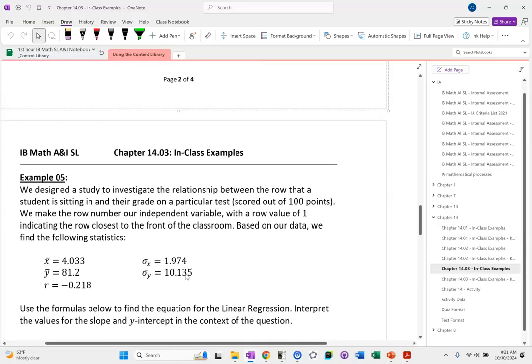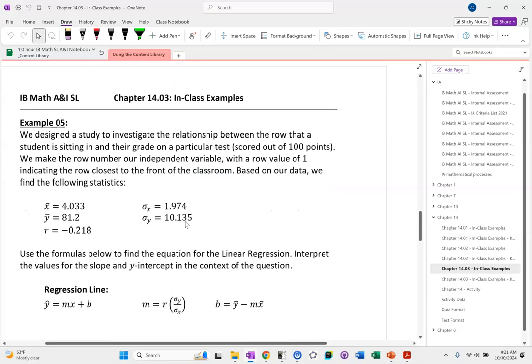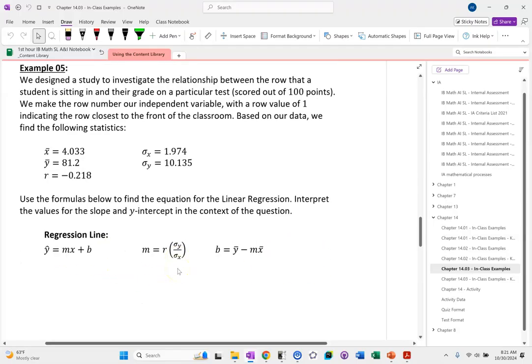All right. We designed a study to investigate the relationship between the row that a student is sitting in and their grade on a particular test. We make row number our independent variable, with row 1 indicating the row closest to the front of the classroom. Based on our data, we find the following statistics. Use the formulas below to find the equation for the linear regression. Interpret the values of the slope and y-intercept in context of the problem.